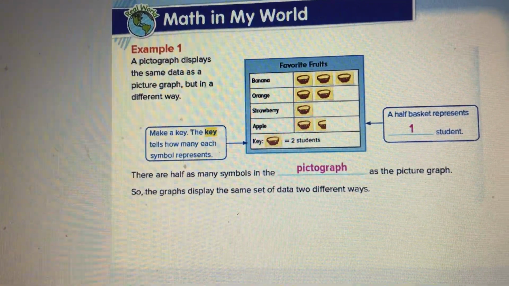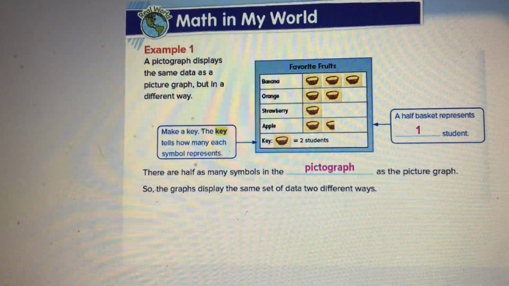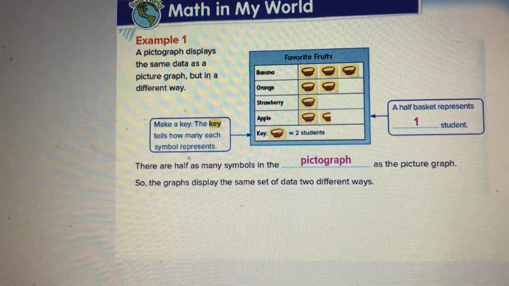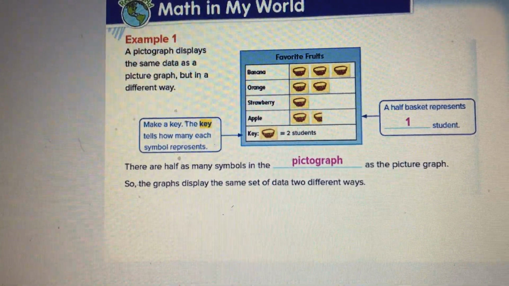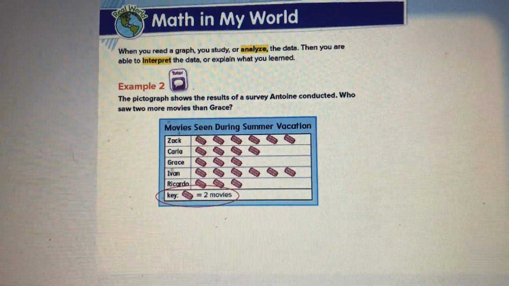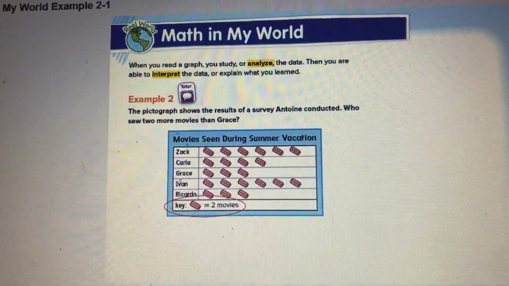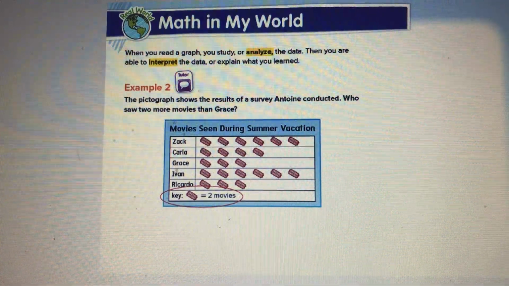So let's go ahead and fill in these. There are half as many symbols in the pictograph as the picture graph. If you look at your picture graph on the other page, you can see you had a lot more symbols. This kind of narrows it down, but we have to have a key in a pictograph. All right. When you read a graph, you study or analyze the data. Then you are able to interpret the data or explain what you learned.